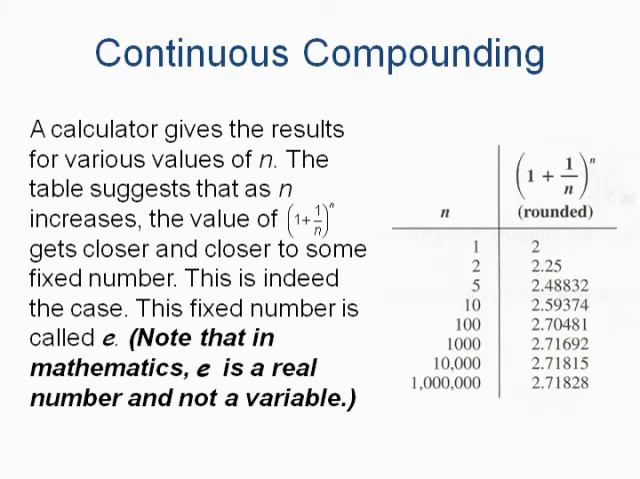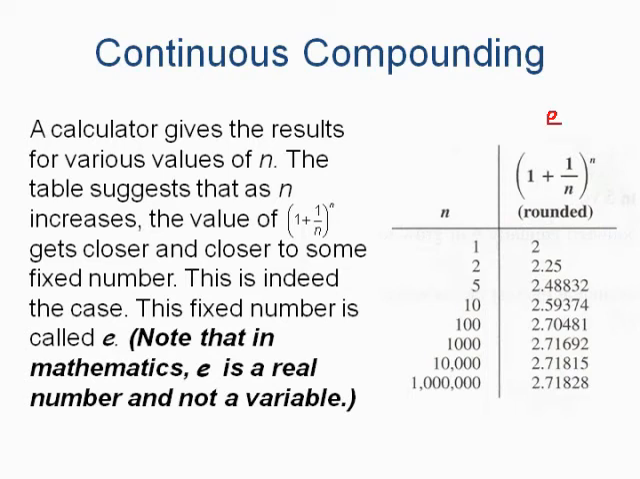Now, using a calculator, we can get the results of the various values of n. Notice as n increases, the value of 1 plus 1 over n to the n power gets closer and closer to some fixed number. And this is indeed the case. This number is the number e. Now, e in mathematics is a real number and not a variable, as n gets extremely large, and there are a lot of real-life applications for this number e.